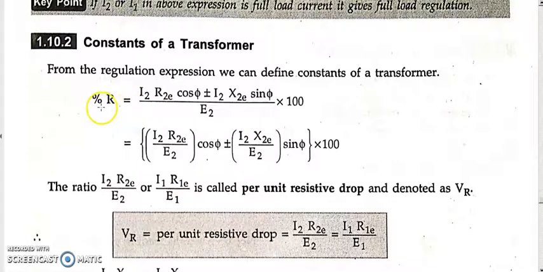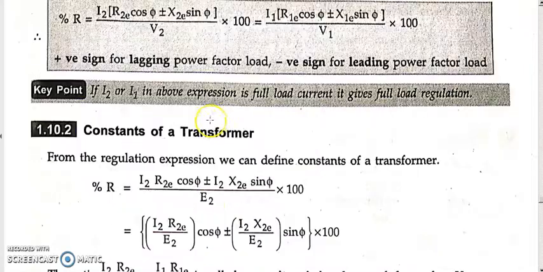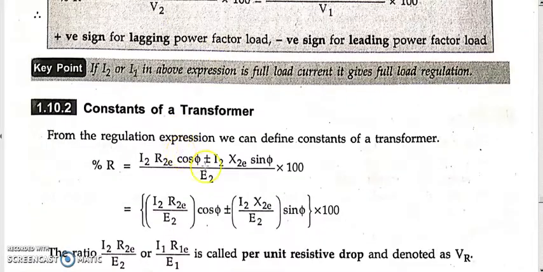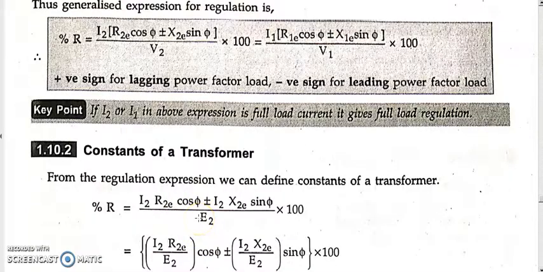So we have written here a regulation expression, when referred to the secondary: I2 R2e cos phi plus or minus I2 x2 sin phi divided by E2. Here I have replaced V2 by E2. The reason why we have replaced V2 by E2 is that we are considering a no load condition. For no load condition, E2 will be equal to V2, then only we can replace. If I connect load, then I can't replace V2 by E2. It is only true when I have no load condition.